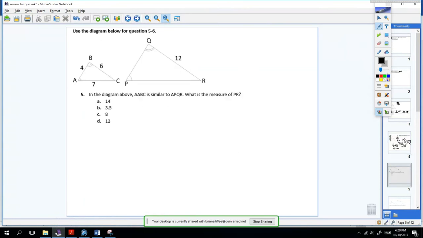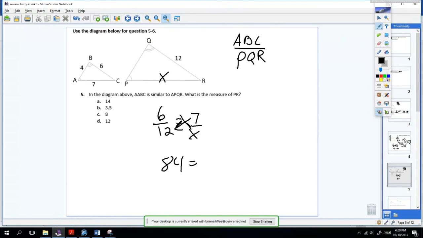Okay, number 5. In the diagram above, triangle ABC is similar to triangle PQR. What's the measure of PR? So you have ABC to PQR. So we're trying to find this measure. So we're going to set up a proportion. So we're going to have 6 over 12 is equal to 7 over x. So you're going to do 7 times 12, which is 84. And then 6 times x is 6x. So you're going to divide 6 into 84.